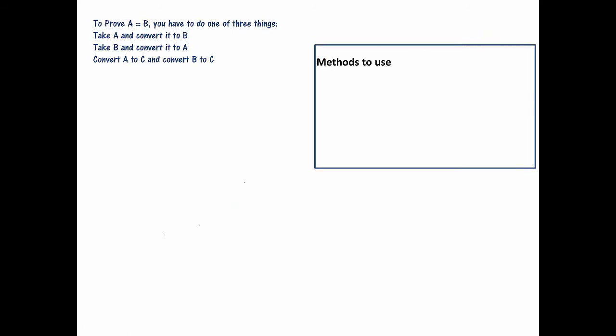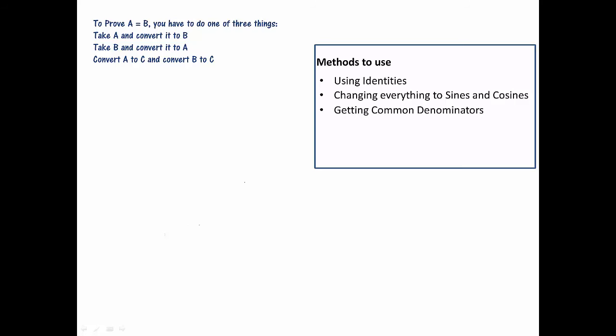All right, so let's go ahead and talk about the methods to use. With trig equations, there's a variety of things that will work sometimes and not work other times. So what are the tools we have? Using identities, like the Pythagorean identities, changing everything to sines and cosines, getting common denominators, factoring, and reducing, which goes with factoring, and something that I call the trick, which we'll look at as our last example.